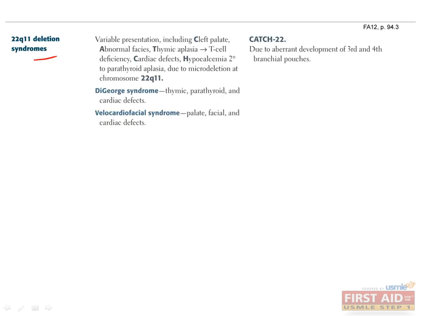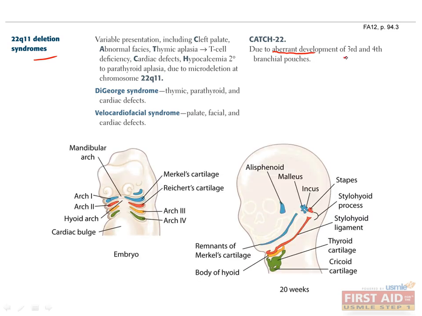Deletions involving chromosome 22 at Q11 can lead to several symptoms due to the aberrant development of the 3rd and 4th branchial pouches. So what do the third and fourth branchial pouches do? As we'll talk about in embryology, the third branchial pouch develops into the inferior parathyroids and the thymus, and the fourth branchial pouch develops into the superior parathyroids.